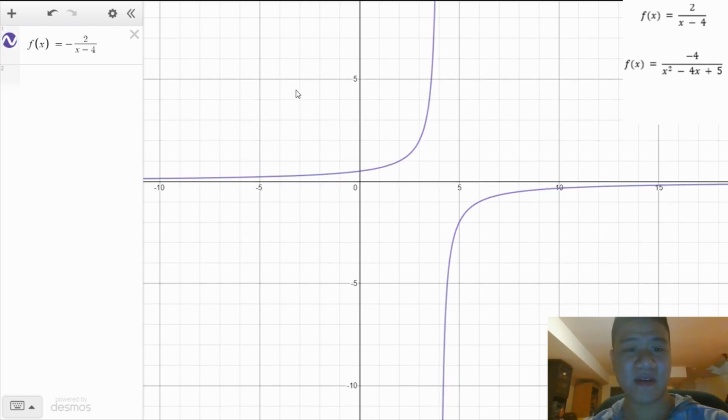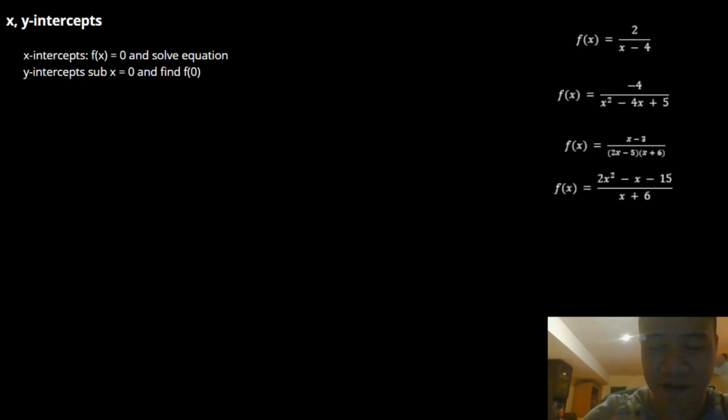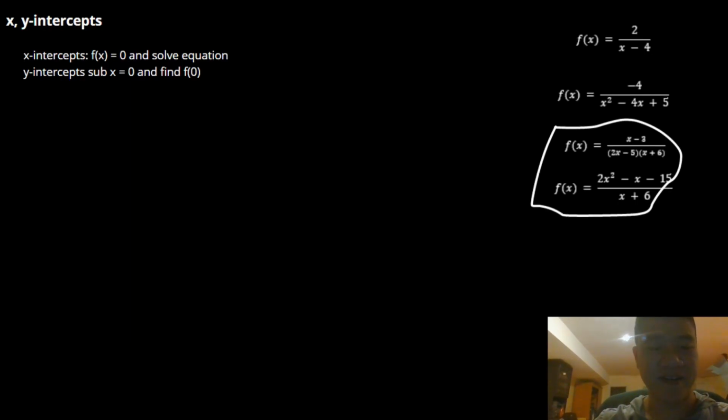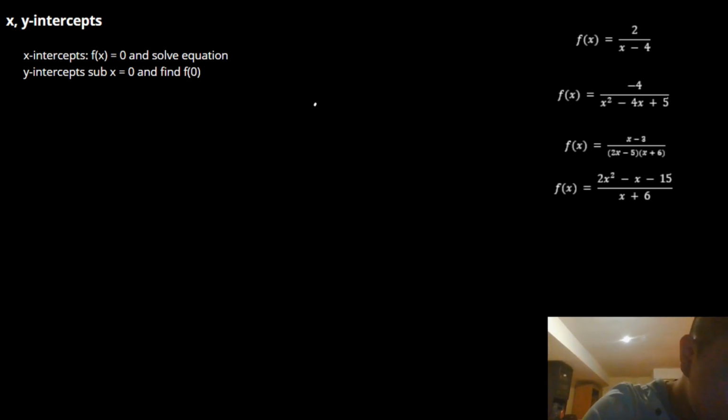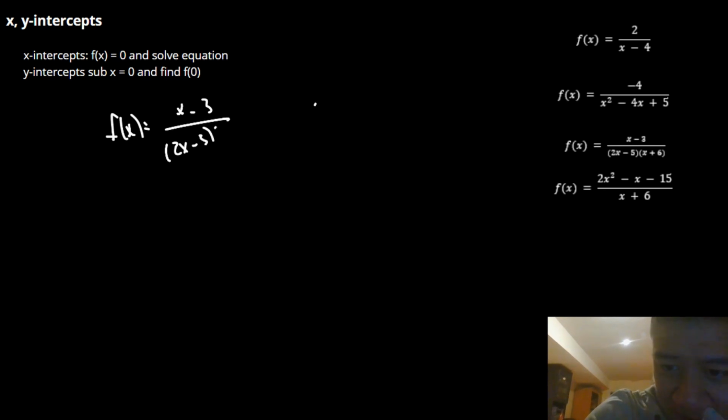Okay, so let's do some examples where we are actually going to get x-intercepts. The other two examples we have are these ones. So let's get the x-intercepts. The process is exactly the same. You just have to analyze what the result is. Alright, x minus 3 over 2x minus 5, x plus 6.